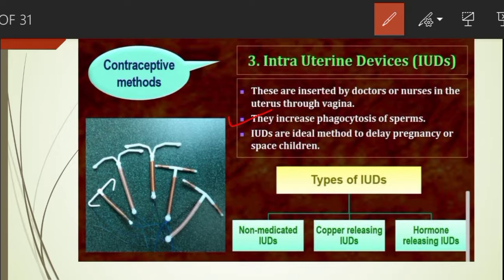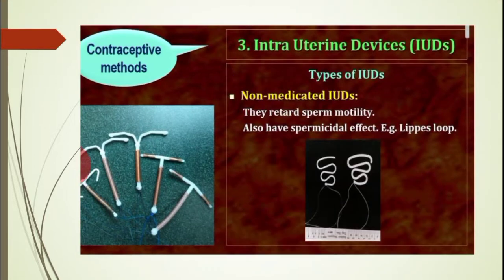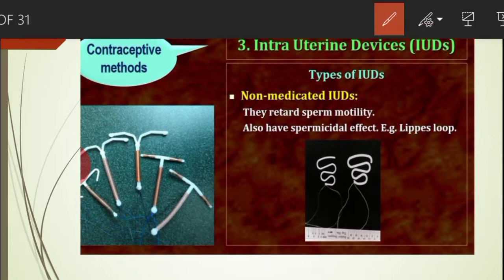IUDs are an ideal method to delay pregnancy or to space children. There are different types of IUDs like non-medicated IUDs, copper-releasing IUDs, and hormone-releasing IUDs. Let us start with the first type, that is non-medicated IUDs.